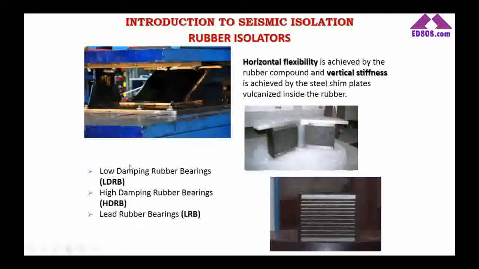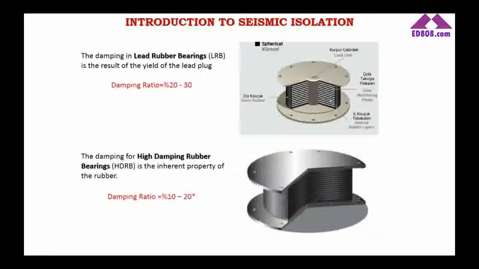Then we have 3 types of rubber isolators: low damping rubber isolators, high damping rubber isolators, and lead rubber isolators. Here on the figures, on the top right, you see a lead rubber bearing where there is a hole inside the rubber isolator and you insert a lead core inside, which helps us to increase the damping capacity of the isolator. Then on the bottom right, it can be either a low damping rubber bearing or a high damping rubber bearing. There are no lead cores, but the damping is achieved by the chemicals you put inside the rubber compound itself.